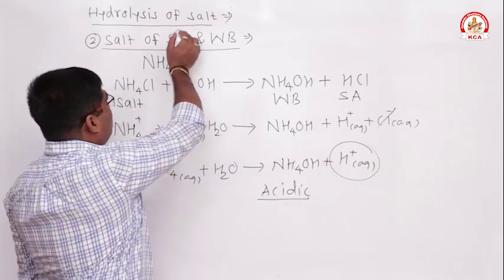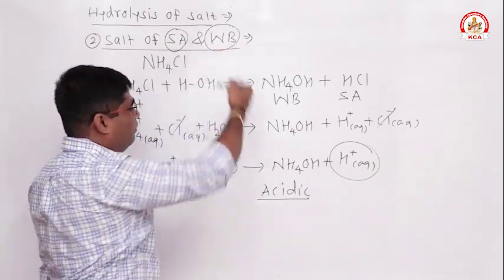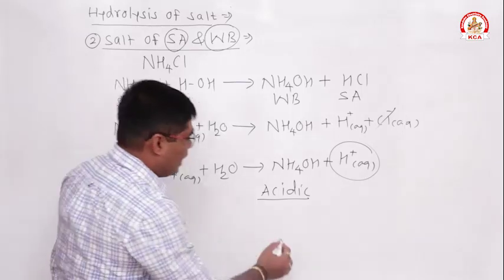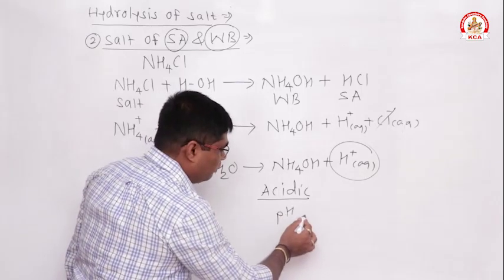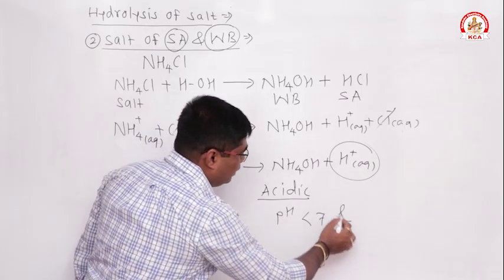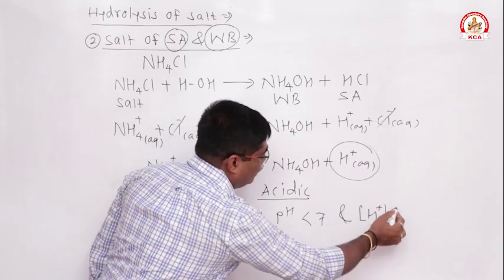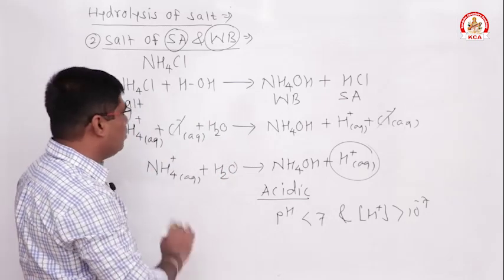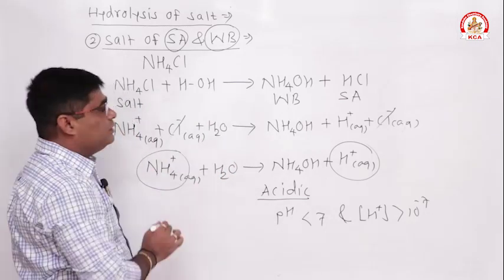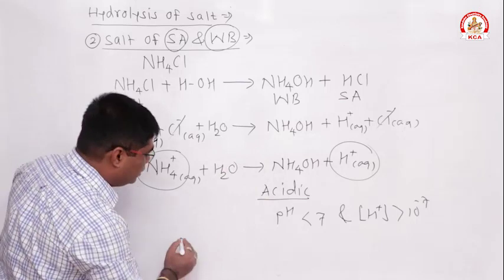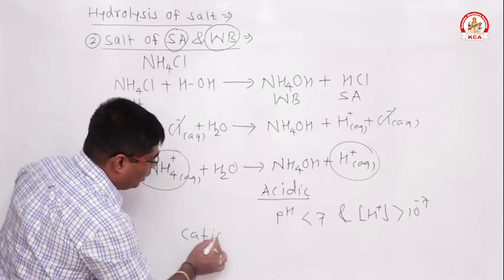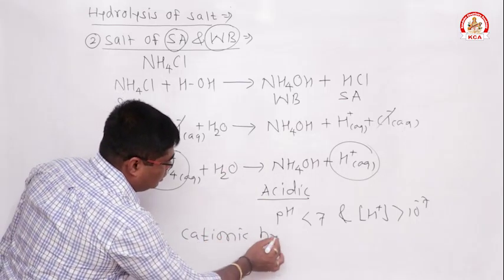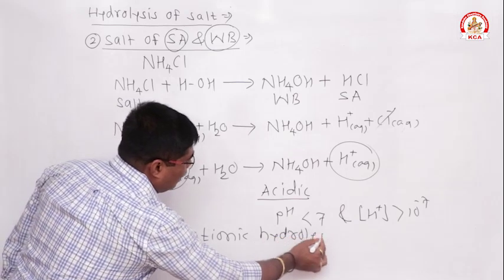So remember, salt of strong acid and weak base. What is nature of this solution? Is acidic. Therefore pH of this solution is less than 7, and concentration of this H plus ion is greater than 10⁻⁷, and this salt undergoes hydrolysis. What is here? Cation is there. This cation undergoes hydrolysis, so it is also known as the cationic hydrolysis.